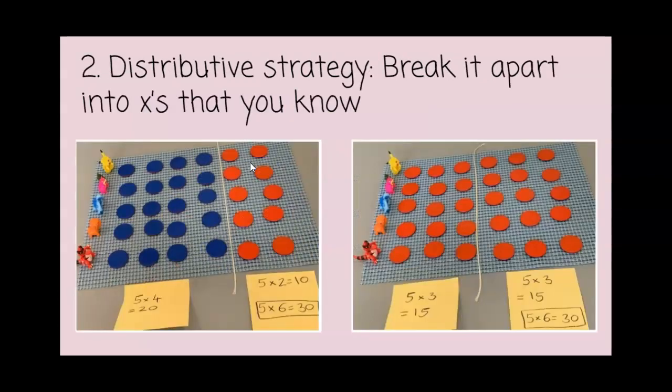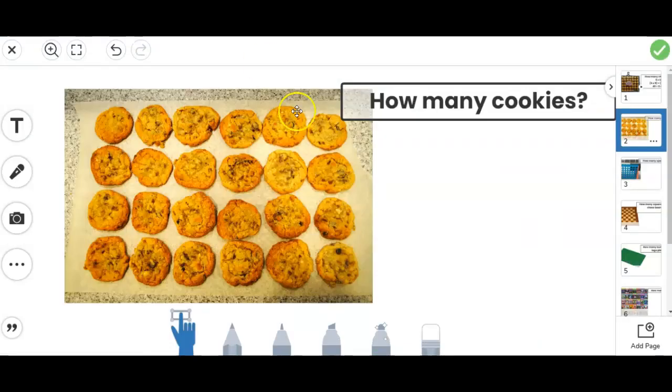But today, we're going to be looking at the distributive strategy. Having a look here, my first example that I've got is 6 columns and 4 rows. So 6 groups of 4 or 4 groups of 6. Now, 6 times tables are definitely not something that I know off the top of my head. So I'm going to split it into groups that I know.